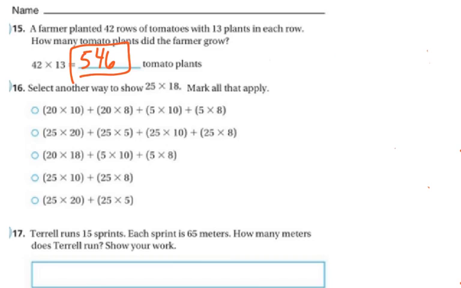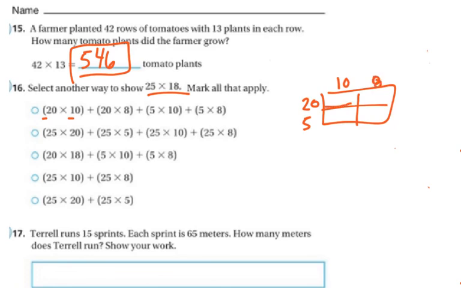All right, select another way to show 25 times 18 and mark all that apply. Well, here we've got 20 times 10. So they're basically doing this. 25 and 18, right? 10 and 8. So in here I'd have 20 times 10, that looks right. Here I'd have 5 times 10, that looks right. Here I'd have 20 times 8, yep. And then I'd have 5 times 8, so yes, that one works.